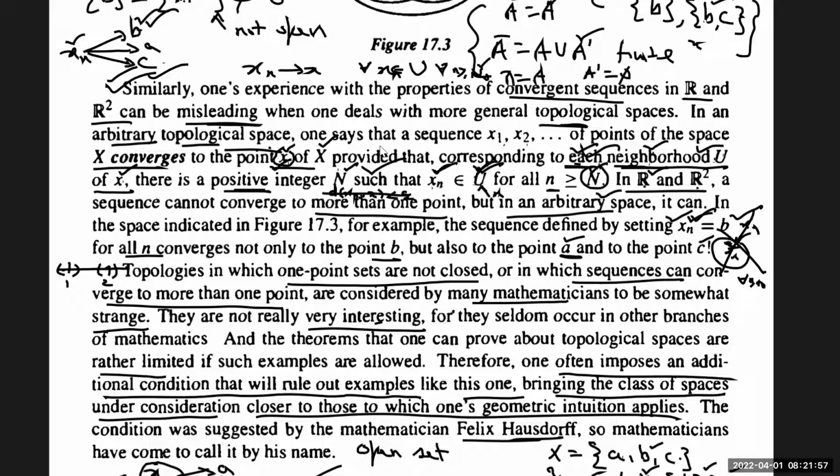But the same sequence 1 by n will not be convergent to any real number if I replace the standard topology on R with the discrete topology. And the same sequence 1 by n will converge to every real number if I replace the topology on R by the indiscrete topology. So look, the sequence is the same, but by changing the topology it may converge, it may not converge, or it may converge to more than one limit. Okay. And we have already seen that R with the indiscrete topology is not Hausdorff.